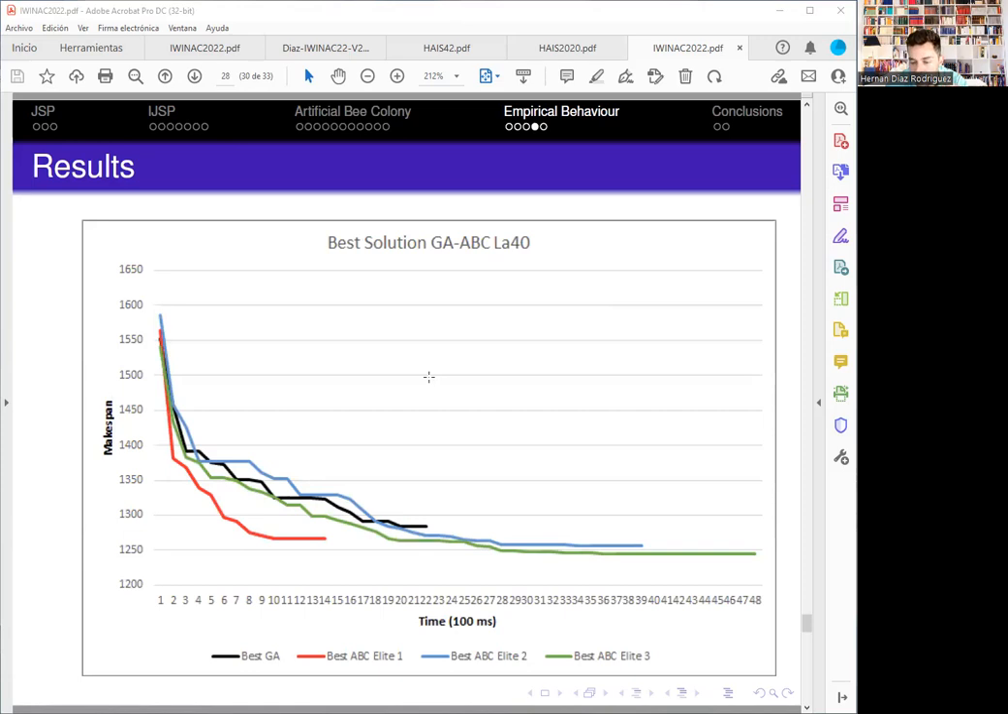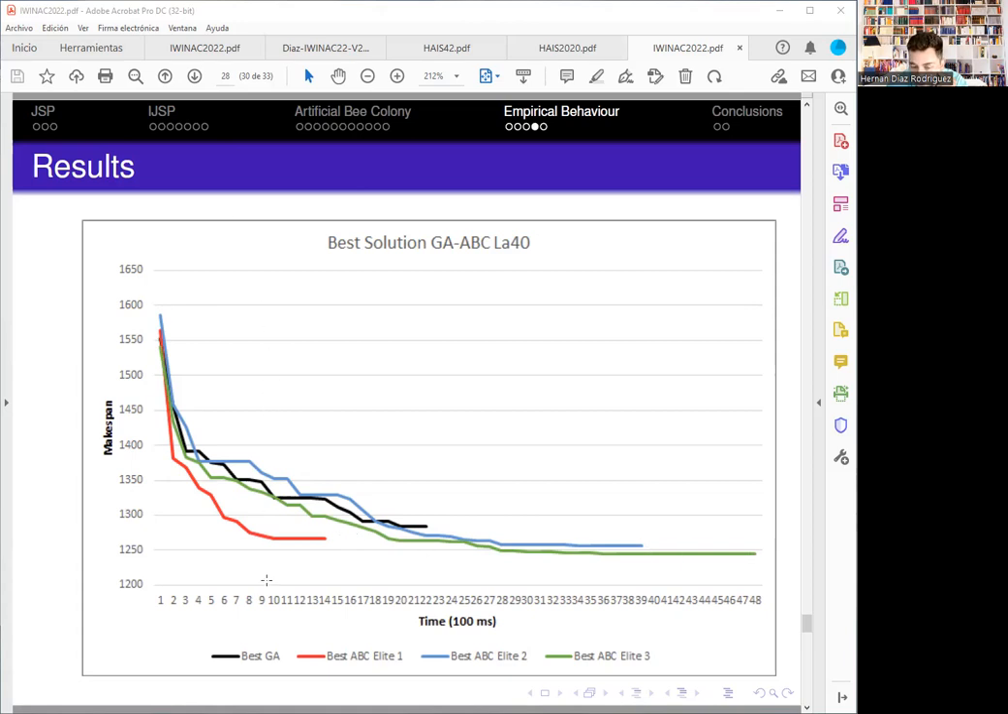If we see a graph displaying the convergence of the different versions of the algorithms along time, we can see how, as I mentioned before, Elite 1 plummets really quickly here. The genetic algorithm is represented in black. And well, as you can see, the convergence of Elite 2 and Elite 3 is smoother than the one of Elite 1 and the genetic algorithm. And they managed to achieve better final results.